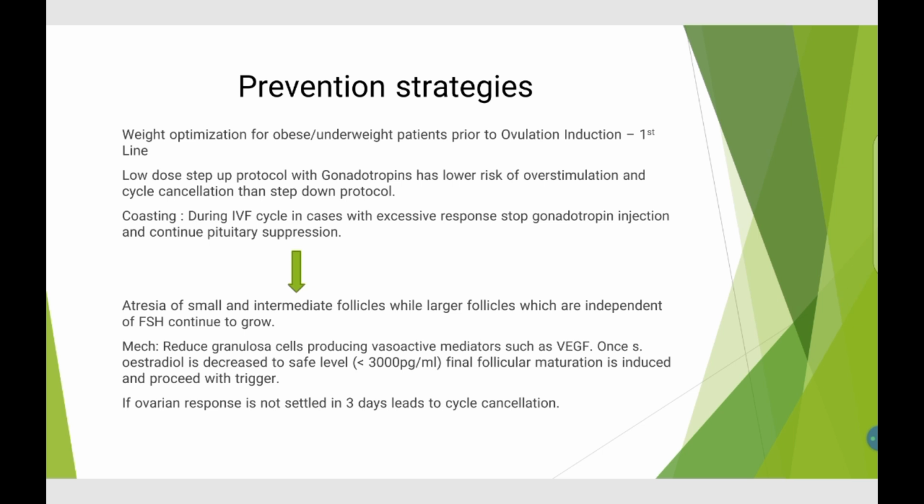The mechanism of action here is a reduction in the granulosa cells which produce vasoactive mediators such as VEGF, that is vascular endothelial growth factor. Once serum estradiol level is decreased to a safe level, that is less than 3000 picogram per ml, final follicular maturation is induced and we proceed with the trigger. If the ovarian response is not settled in 3 days, we need to go for cancellation of the cycle.